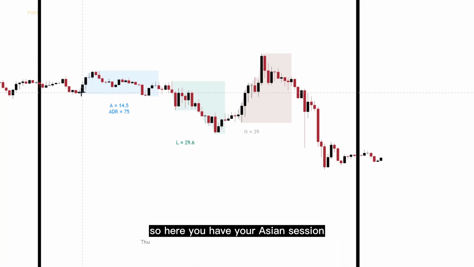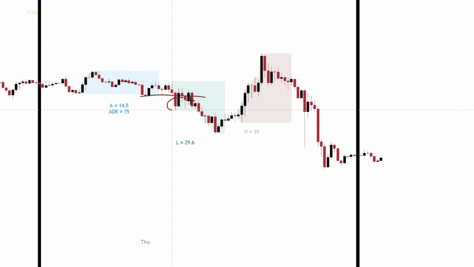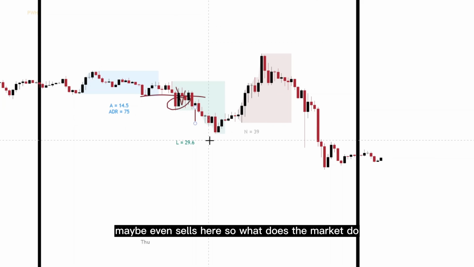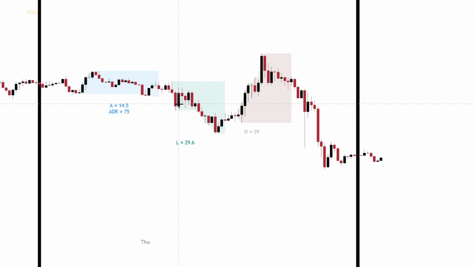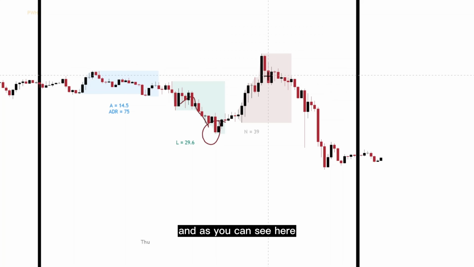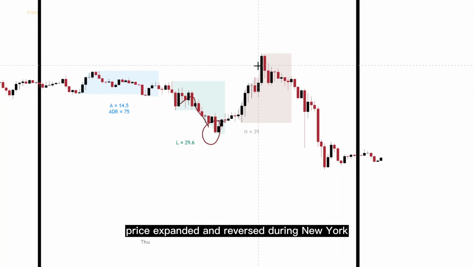So here you have your Asian session where the accumulation occurred. Again, if you look at the accumulation cycle, this breakout right here would induce a lot of shorts. So a lot of retail traders will try selling here. There'll be sells here, maybe even sells here. So what does the market do? They drive price lower to trap all the sellers to go with their initial move. And as you can see here, price expanded and reversed during New York.